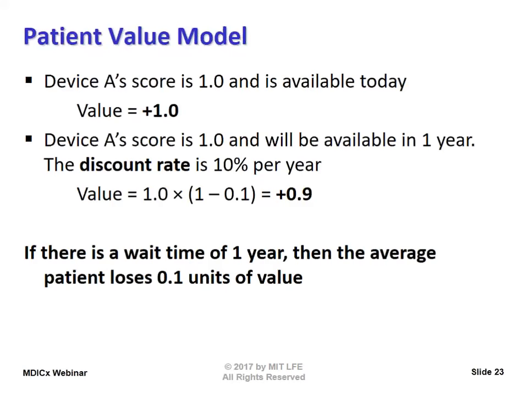Now, if patients discount benefits at a rate of 10% per year, then we see that the value of this device, the second device, to patients today gets reduced by 10% to 0.9 units of value. So in this case, we see that if there's a wait time of 1 year, then the average patient would lose 0.1 units of value. And so we can see how we can use these discount rates to quantify the harm caused by overly lengthy clinical trials.